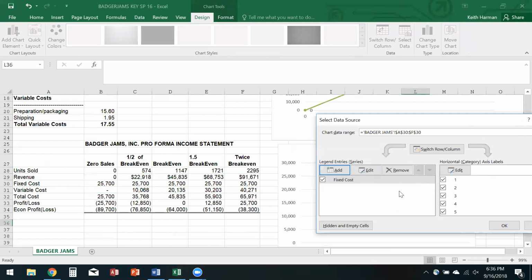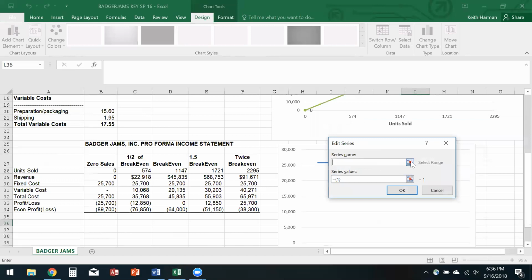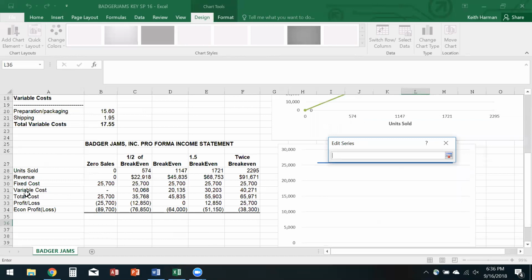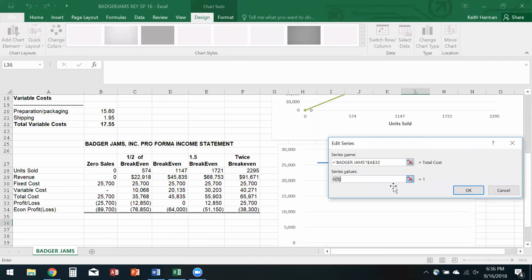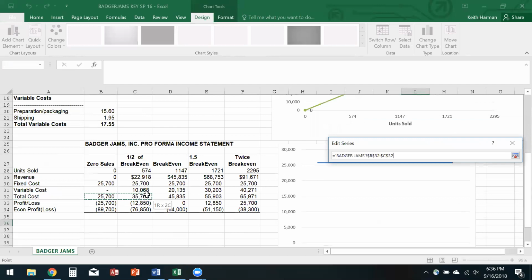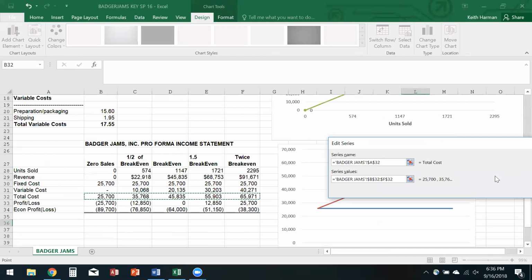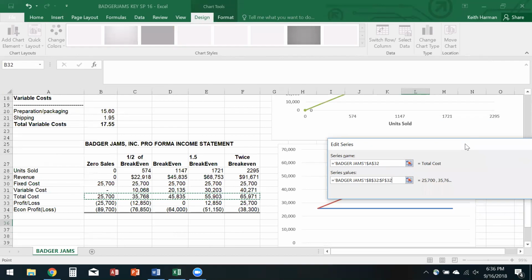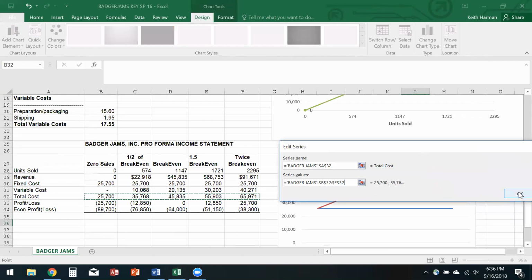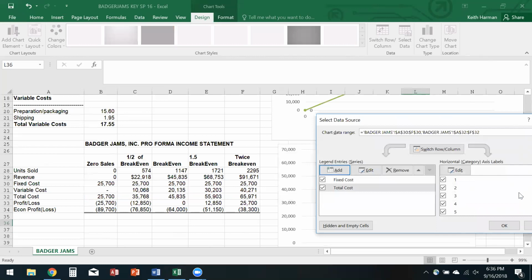Now I want to get the total cost. So I'm going to add, and I'm going to select the range, and the series name will be total cost. And then I want the series values. And I'll just follow these right through here. Now, they gave us some recommended, and I'm kind of doing this old school version. And so we've got total costs and fixed costs.